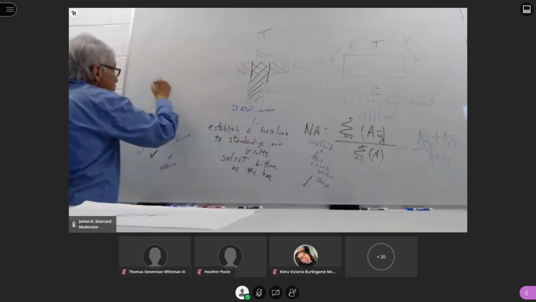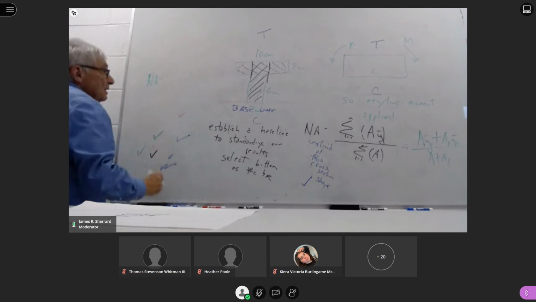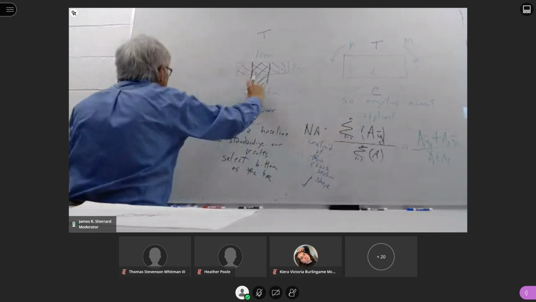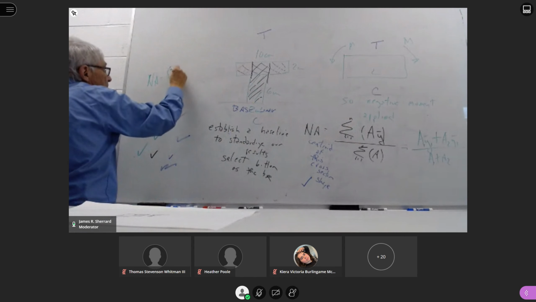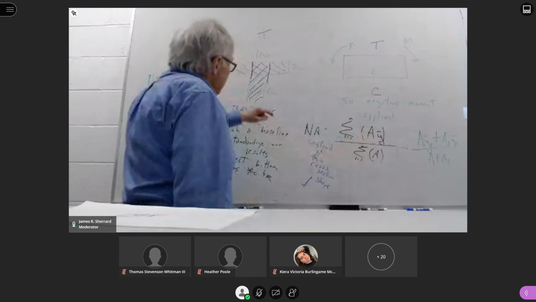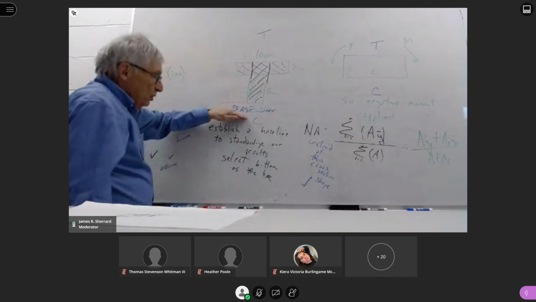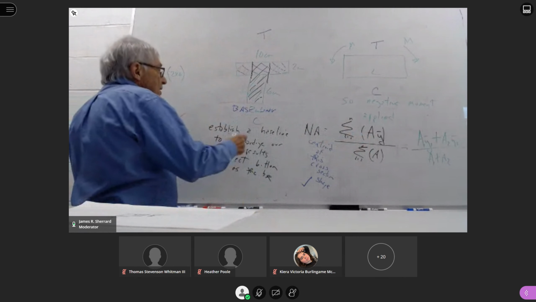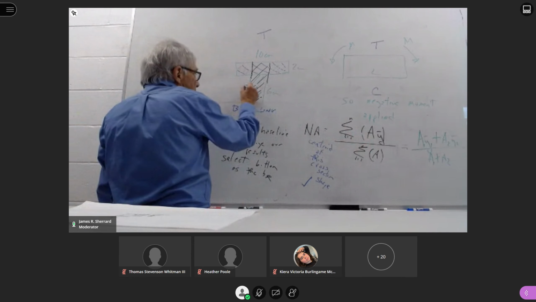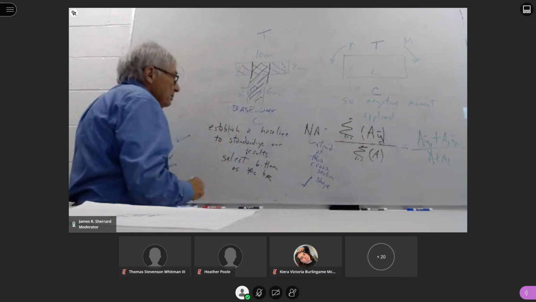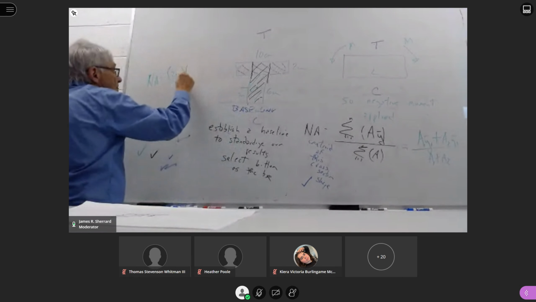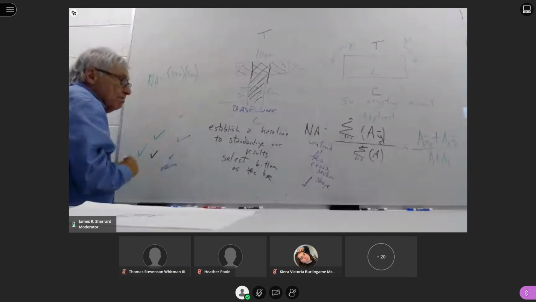So if I look at this area, area 1, it is 2 by 6. Its centroid is exactly in the middle of this, and that's part of the reason we have a baseline. Because if the centroid is right there, it's going to be half of 6, which is 3 centimeters. So the y distance from my baseline is 3 centimeters.